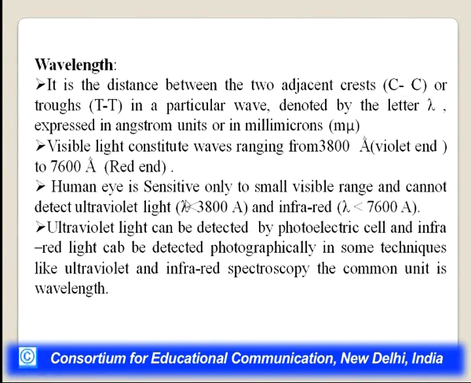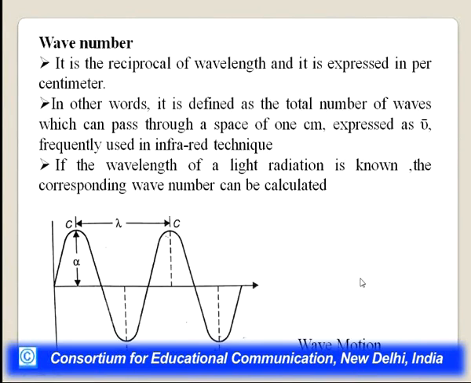The human eye is sensitive only to a small visible range and cannot detect ultraviolet light, that is, wavelengths lower than 3800 angstrom, and infrared wavelengths higher than 7600 angstrom. Ultraviolet light can be detected by a photoelectric cell and infrared light can be detected photographically in some techniques like ultraviolet and IR spectroscopy. The common unit is wavelength.